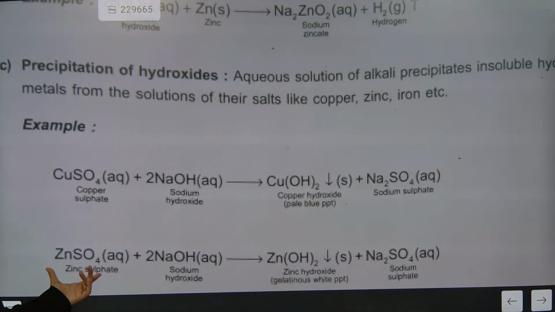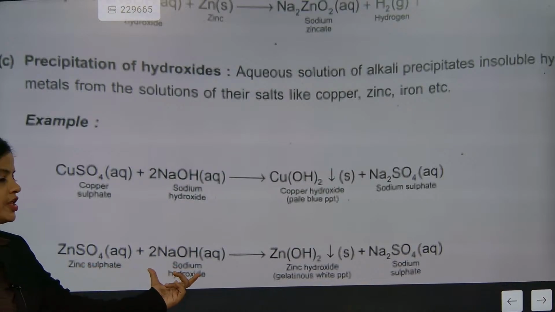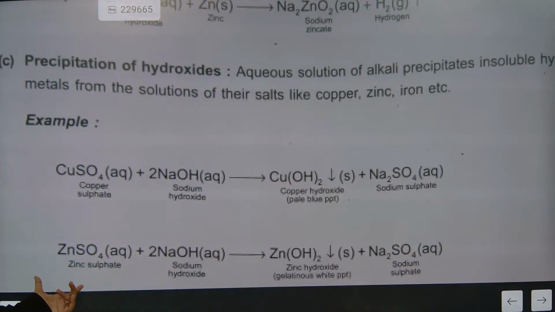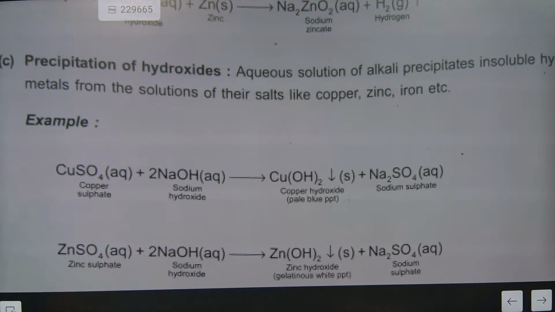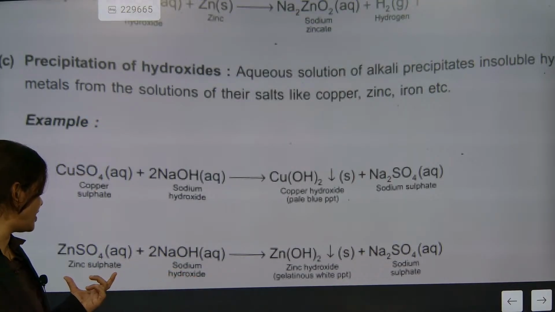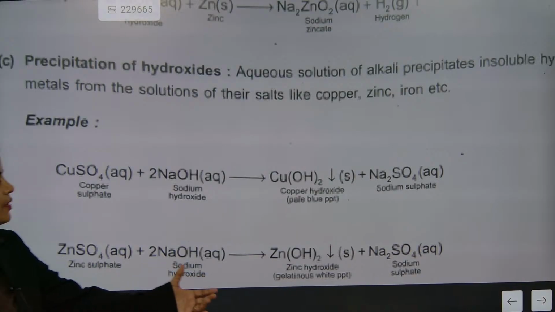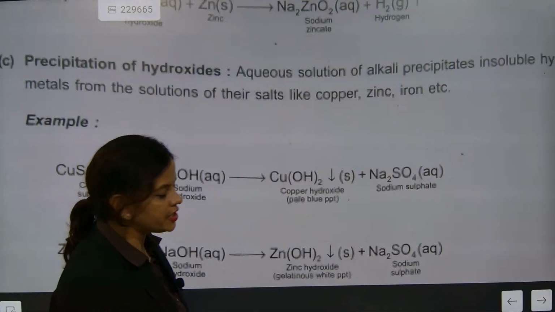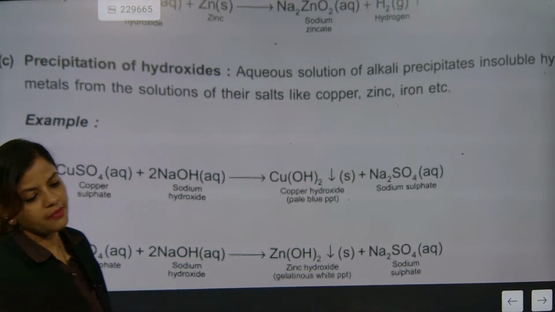So ZnSO4 is what? Acid. Sodium hydroxide. ZnSO4 is acid, na? Precipitation of hydroxides. So here hydroxides are getting precipitated. Understood or not? This is base. So one salt will be there and another base will be formed. Understood? So this zinc hydroxide is a base.